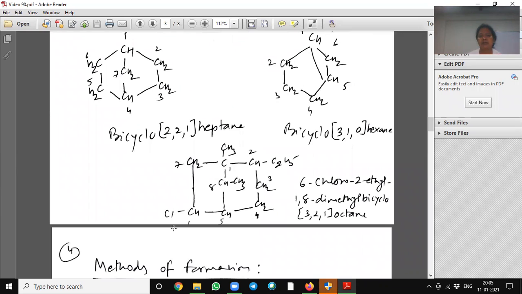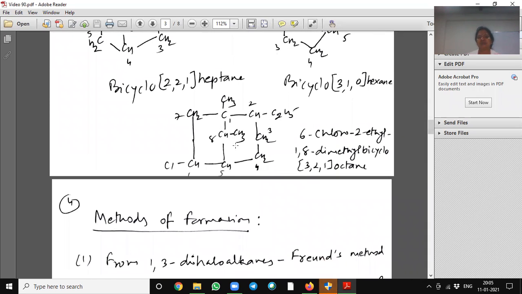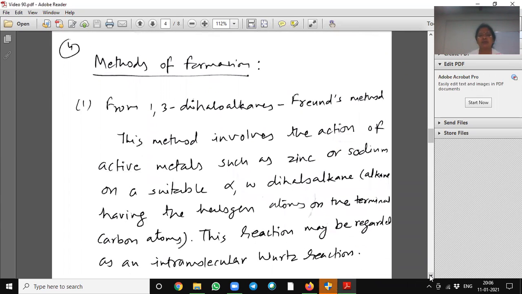Similarly, here 6-chloro, 2-ethyl, 1,8-dimethyl bicyclo 3, 2, 1. Here it is 3, right; sorry, 3 means this one, 1, 2, 3, right? Here 2, and in the middle it is 1. Octane.